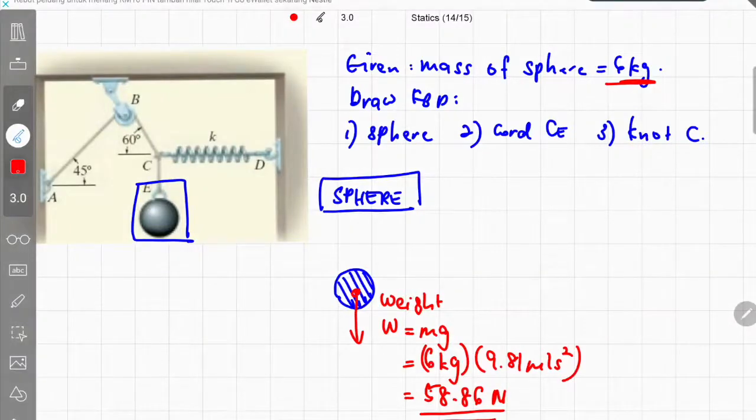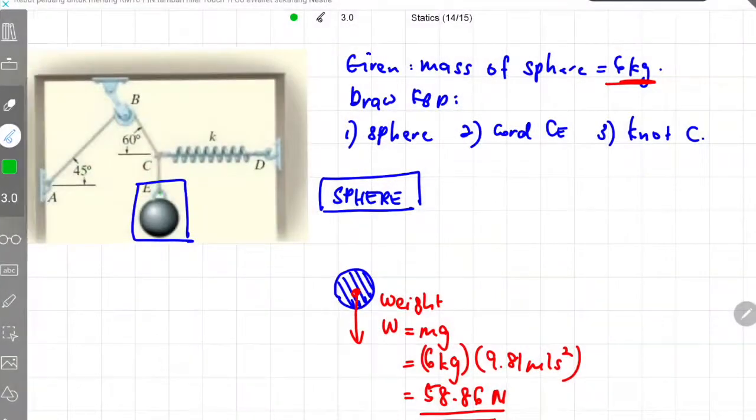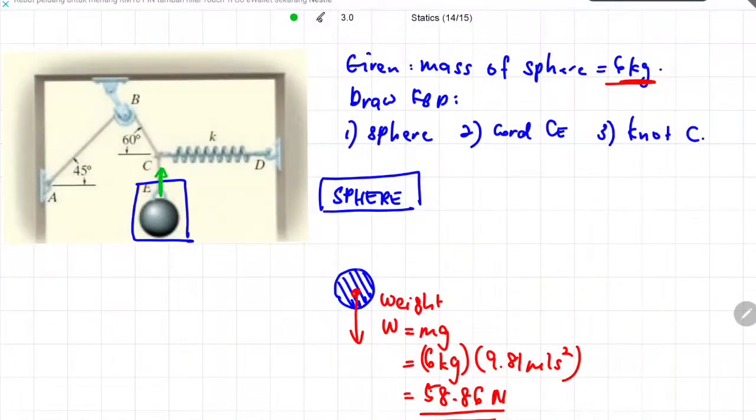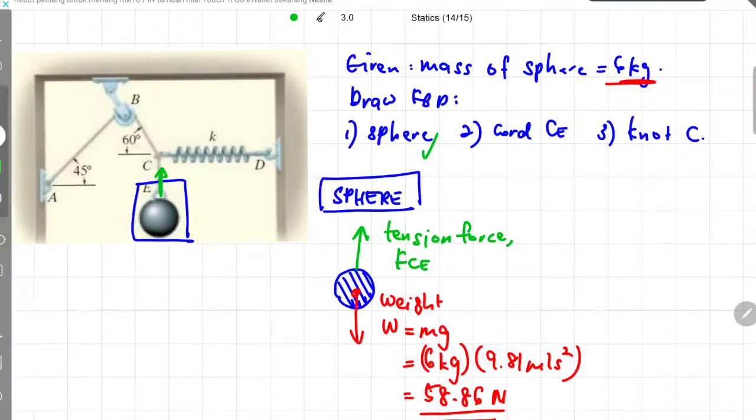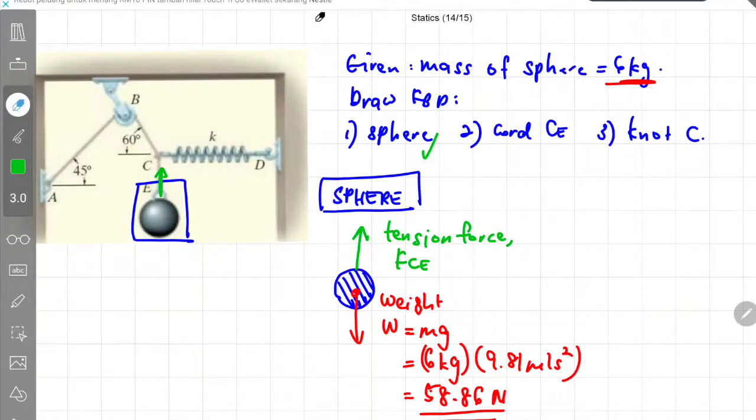Okay, now look very carefully. What is the item attached to the sphere? It is the chord CE, right? There's a cable over there. So when there is a cable, imagine you cut a little bit of that cable, then there is a tension force acting on that cable, and we are going to call this tension force FCE. So there are 2 kinds of force acting on the sphere, which is the weight of the sphere as well as the tension force of cable CE.